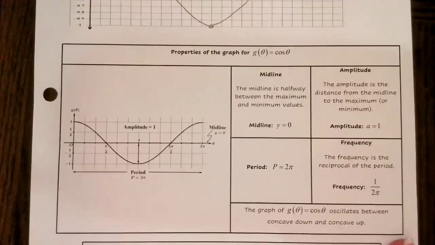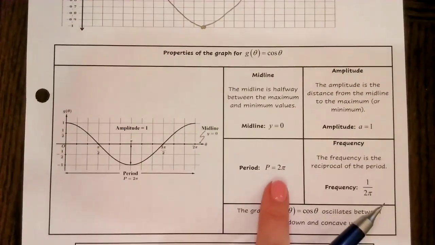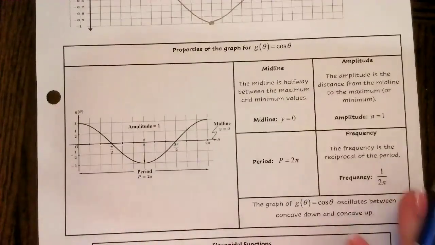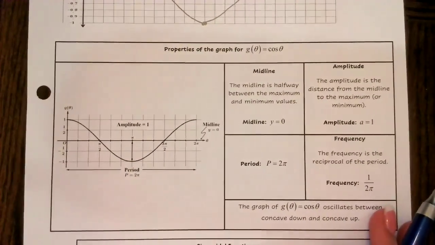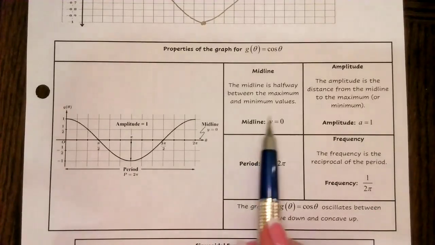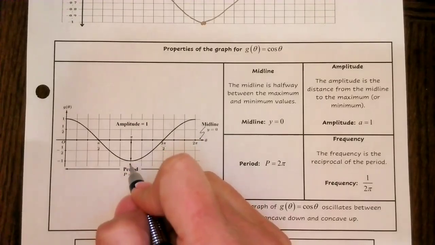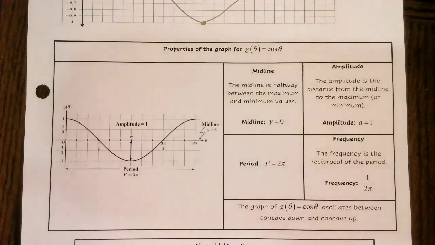Let's talk about some of the characteristics here. We just said the period is 2 pi because it goes from 0 to 2 pi to get one complete cycle of this graph. Our midline is the x-axis again, so it's y equals 0. Our amplitude is still 1 from the midline all the way to the bottom, and from the midline to the top, it's 1 unit long. So that's our amplitude, and then our frequency is 1 over 2 pi.